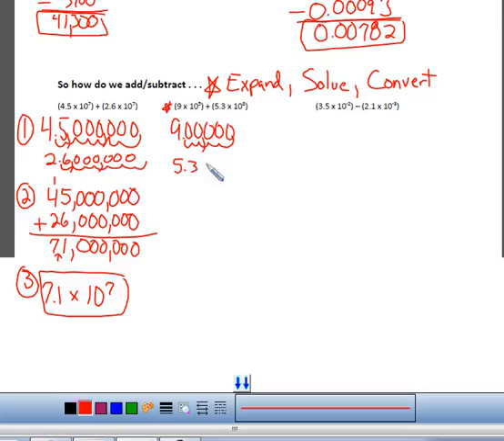times 10 to the 8th. So I move this over 8 spaces. I'm going to add all my zeros. Put a comma every third number. Now, your job is to do step 2 and step 3.